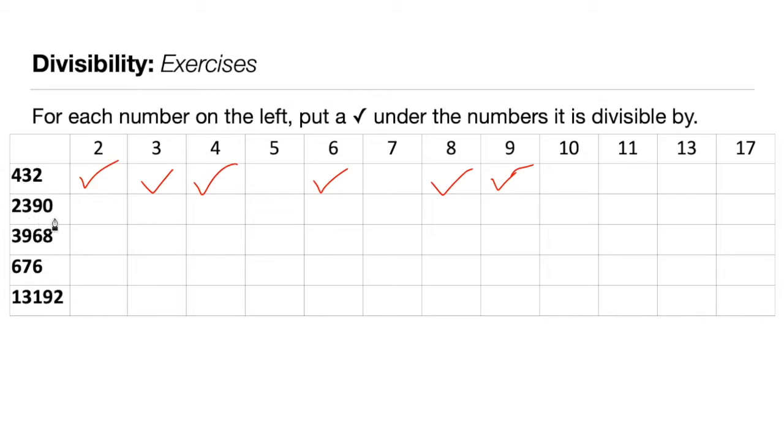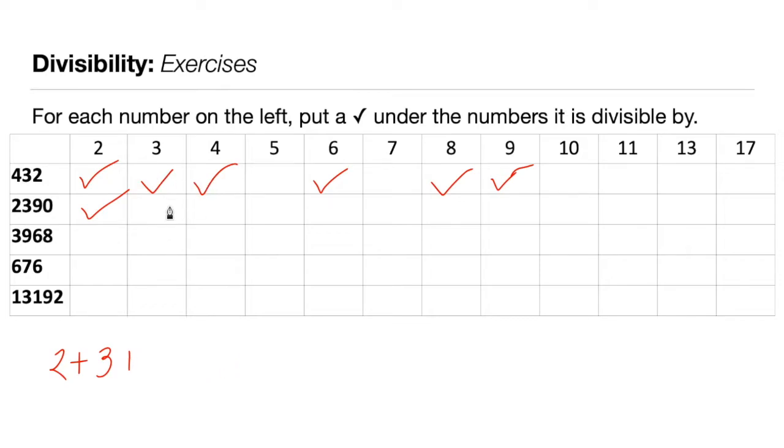We have 2,390. So is it divisible by 2? Yes, it is. It ends with an even number. Is it divisible by 3? So let's check. 2 plus 3 plus 9. So what we have here is 2 plus 3 is 5 plus 9 is 14. So that's clearly not divisible by 3.